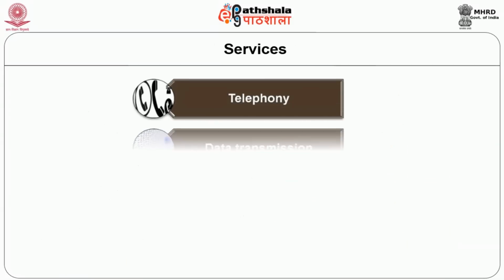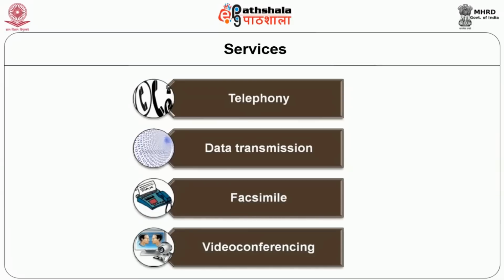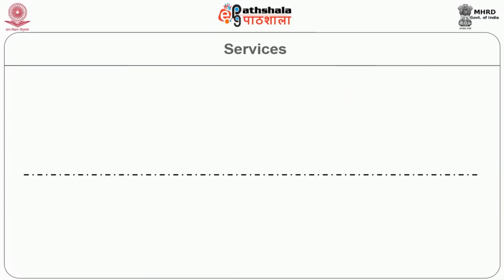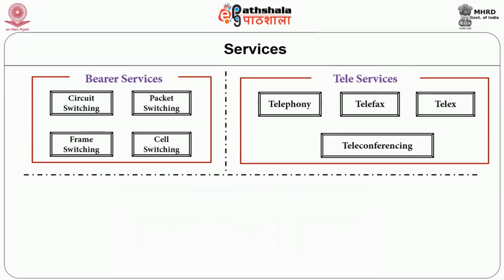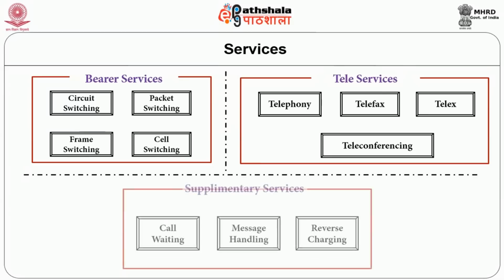By establishing this architecture, we can have telephony, that is analog speech online, data transmission of any kind of data, or facsimile, then video conferencing. Services are generally categorized into three. One is the user-based, that is bearer services. The other is tele services, that is telephony, telefax, telex, teleconferencing. And supplementary services, which are generally used in telephone systems, such as call waiting, message handling, reverse charging. All these supplementary services are also supported in ISDN.